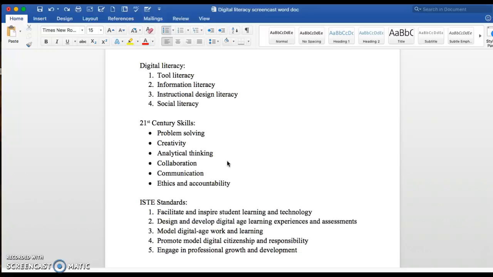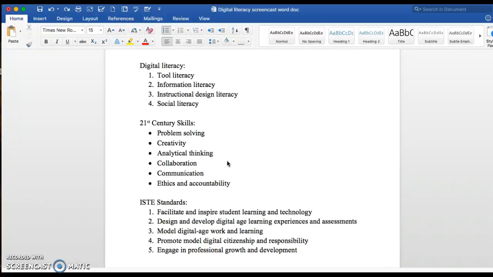Next would be your ways of working, which would include the next 2 bullet points: collaboration and communication. This is how you work with others and how you get your point across and understood. This specifically ties well with social literacy because you need these skills in order to be understood and well received by your students and staff members.